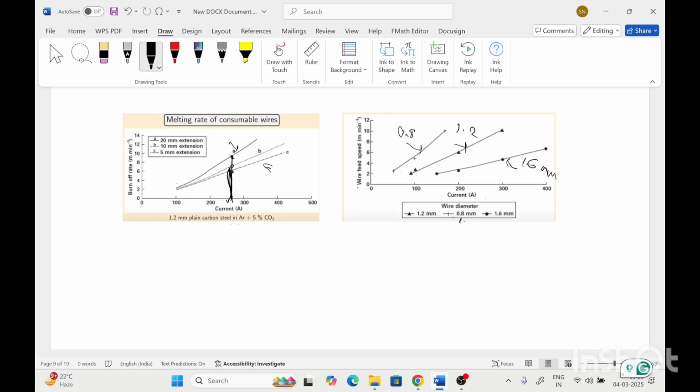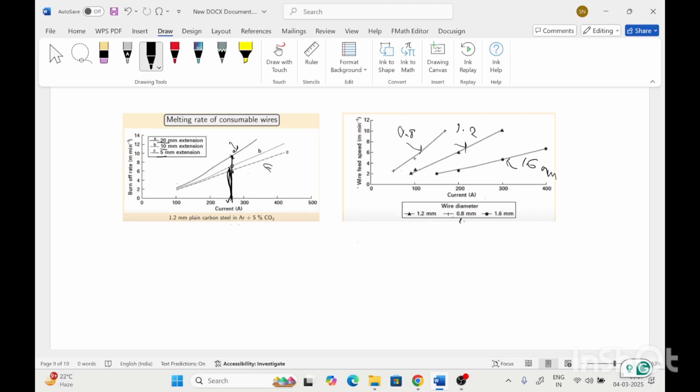For a current of around 250, if we draw a straight line, these A, B, and C are the different stick out lengths. The stick out length is larger for A. So A has 20 mm, B 10, and C is 5. So for the higher stick out length, we get the highest melting rate for that same current value.